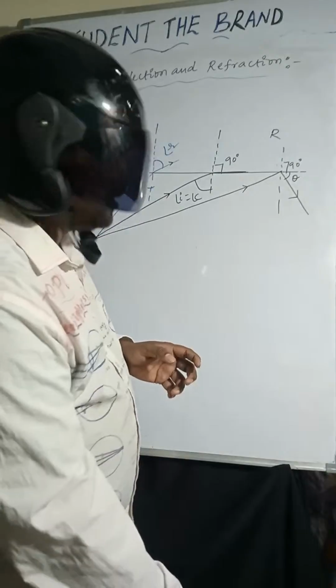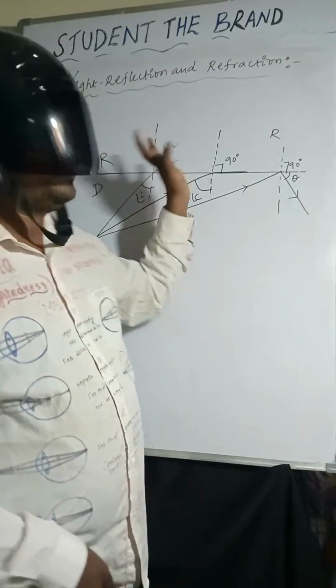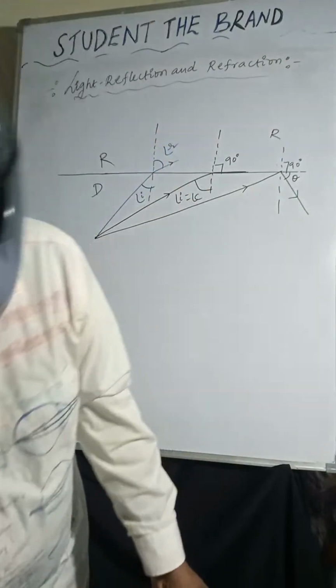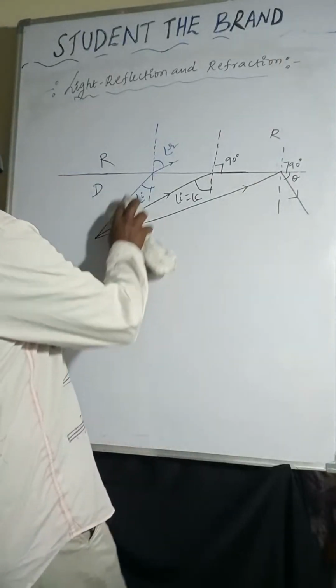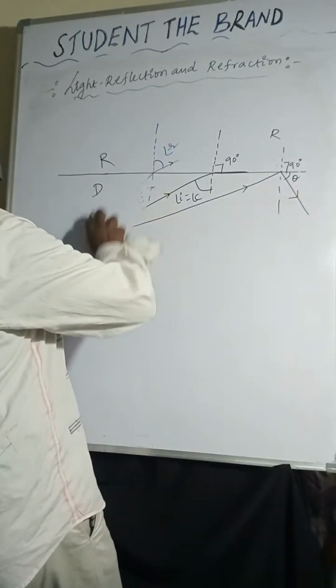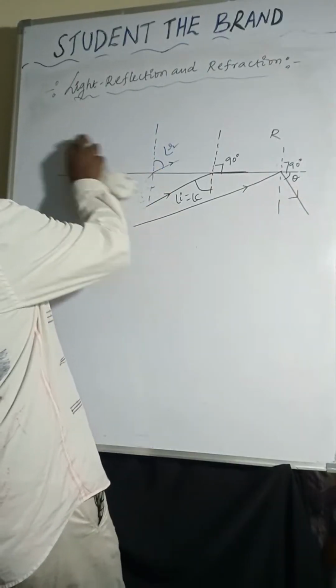Okay, done. So this is about critical angle and total internal reflection.